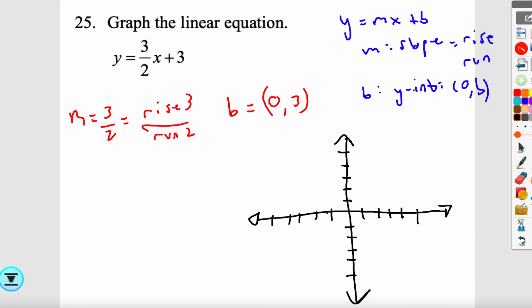So we know the y-intercept is (0, 3). (0, 3) is right here. And we know the slope is rise 3 over 2, right? So I'm going to add another line here. So we're going to rise 3. 1, 2, 3. And we're going to run 2. 1, 2. Voila. And then draw your line. And we're done with graphing.